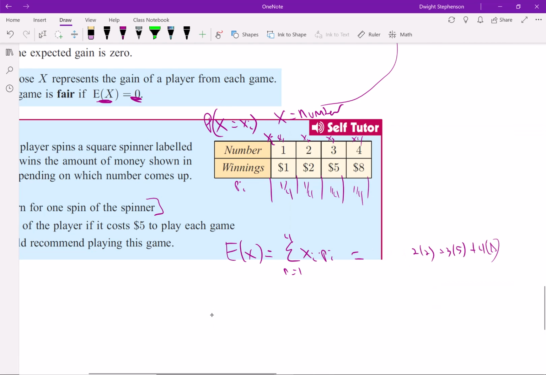Okay, never mind, I'm thinking about this wrong. So that would be the expected value of like the number you get. What we're actually interested in is the expected value of the money that I get.